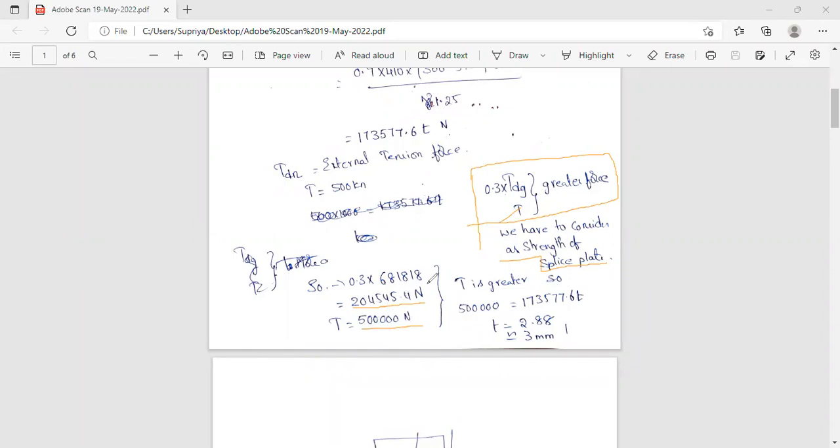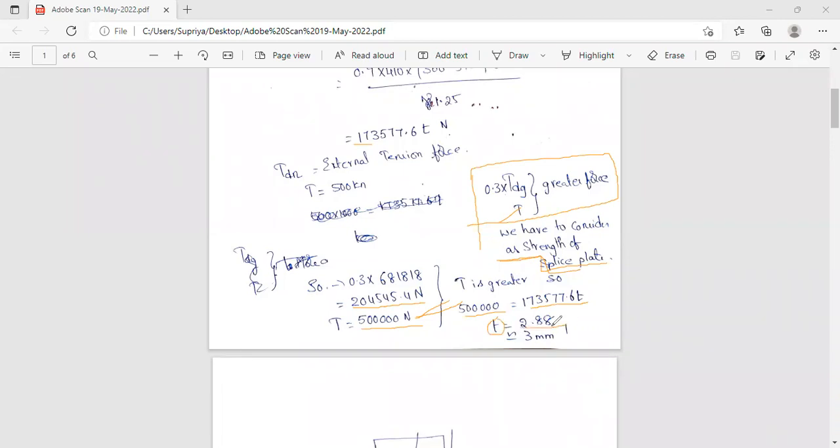So whichever is greater among these two, we have to consider as the strength of the splice plate. Which one is greater? The tension force coming onto the connection, that is 500 kilonewtons. Now, make these two values equal, the T_DN value and this value, to get the strength to be provided to the splice plate. Let us equalize these two values and extract T from this.